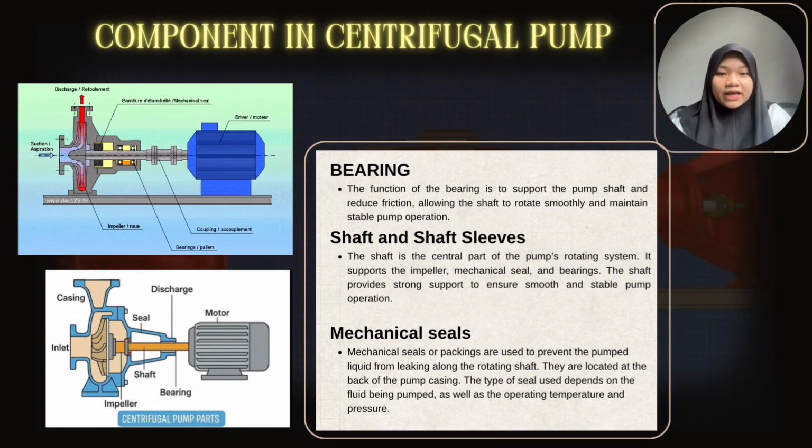Last but not least, the mechanical seal. Mechanical seals or packing are used to prevent the pumped liquid from leaking along the rotating shaft. They are located at the back of the pump casing. The type of seal used depends on the fluid being pumped as well as the operating temperature and the pressure.